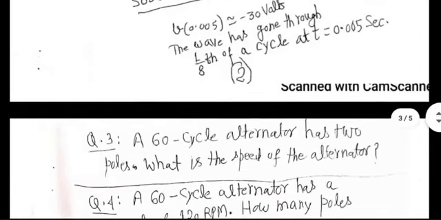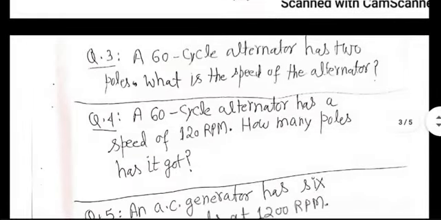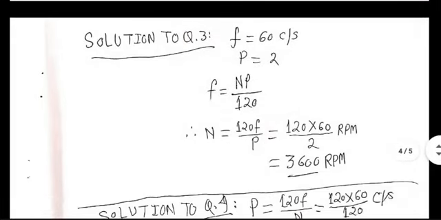Simple enough. Now suppose I changed it, because 60 hertz is used in the US. In this country, we produce 50 hertz. So for 50 hertz, you can easily do the calculations. You will get 3000 RPM.